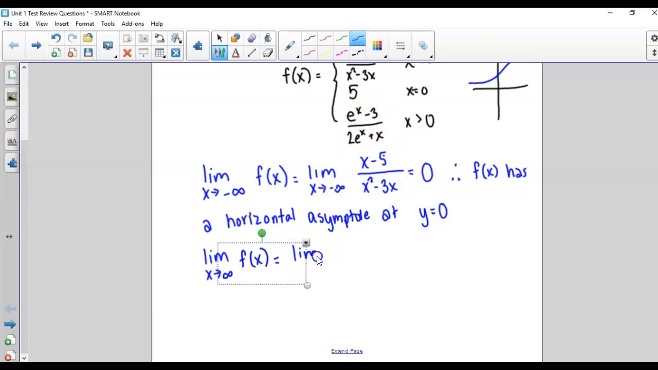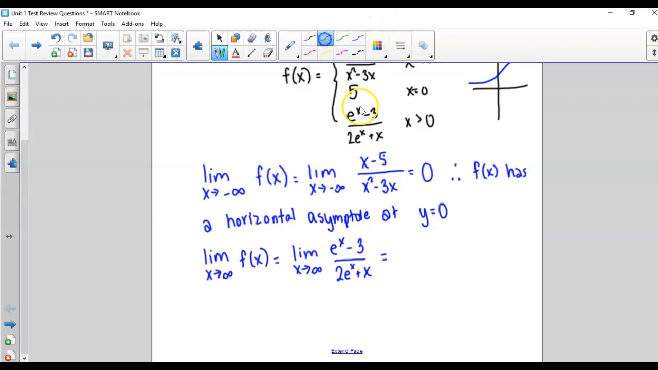So the limit as x approaches infinity of e to the x minus 3 over 2e to the x plus x. We're going to use Bobo-Botno here as well, but it's a little bit more confusing because we don't have x to a certain power. We have e to the x. And so basically what we need to know here is e to the x is always going to be bigger than really x to any other power.